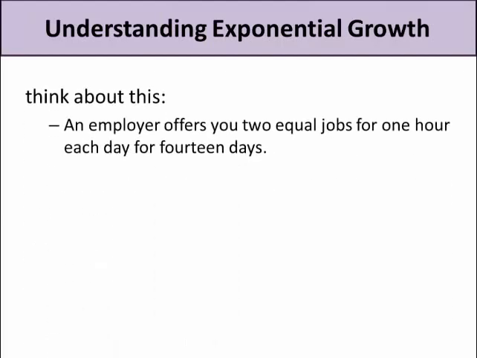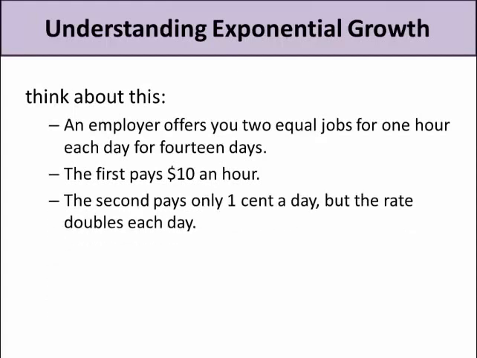So think about this. An employer offers you two equal jobs for 1 hour each day for 14 days. The first job pays $10 an hour, and the second job pays only 1 cent a day, but the rate doubles each day. Which job will you accept? Now, at the surface, you look, well, for 14 days and $10 an hour, that would be $140 at the end of 14 days. And it seems really unlikely that if you start out at a penny and you double it each day for 14 days, that amount will exceed the $140. If you chose the former, you would be losing money.